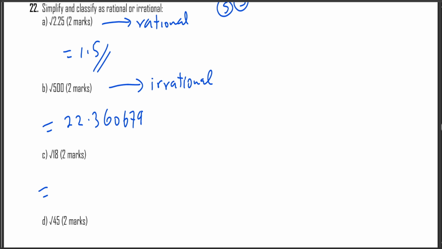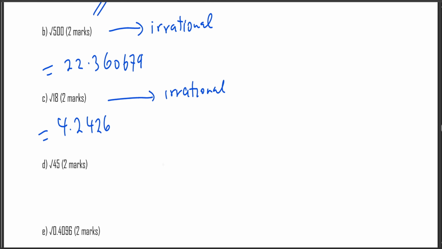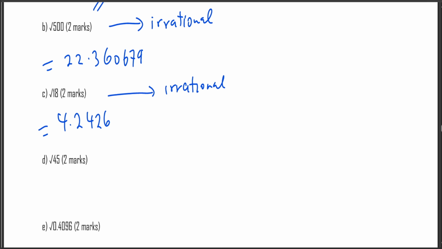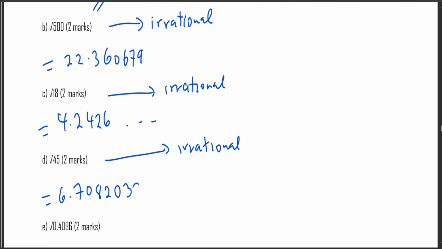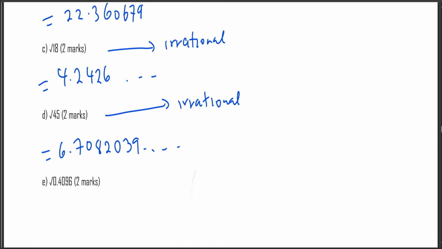Square root of 18 also, is it the same thing? It gives you 4.2426. Obviously this is going to be irrational as well, because it has a lot of decimals which you can't predict. Square root of 45 will give you the same thing, which is also irrational. It's going to give you a lot of numbers, which is continuing as well. 6.7082039 can continue.